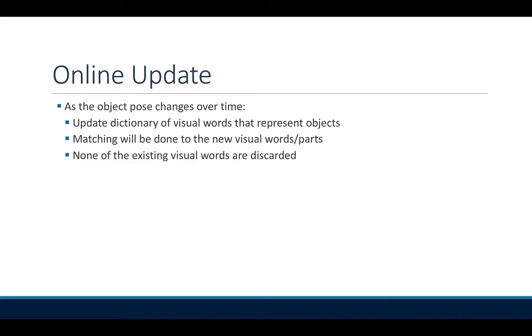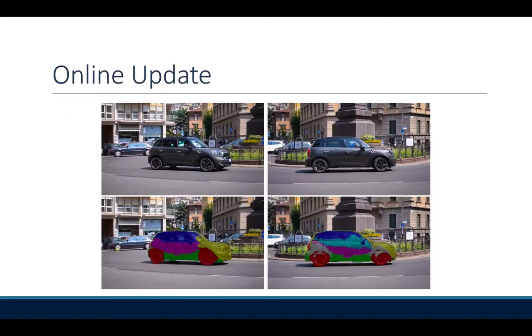We adapt a model by simply updating the set of visual words that represent the object. And now the matching will be done to the new visual words. None of the existing visual words are discarded because each object may revert to its original shape and appearance during a video sequence. In this image, it can be seen that as the object pose changes over time, newer visual words, which are denoted by gray and light blue colors, are learned and added to the dictionary of visual words.